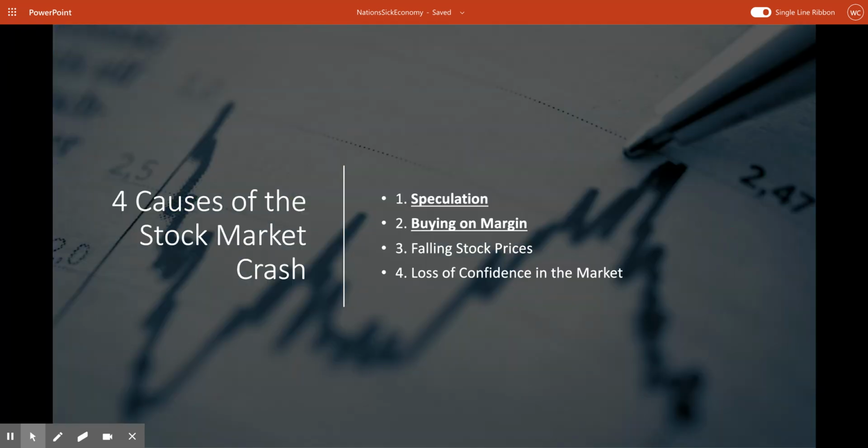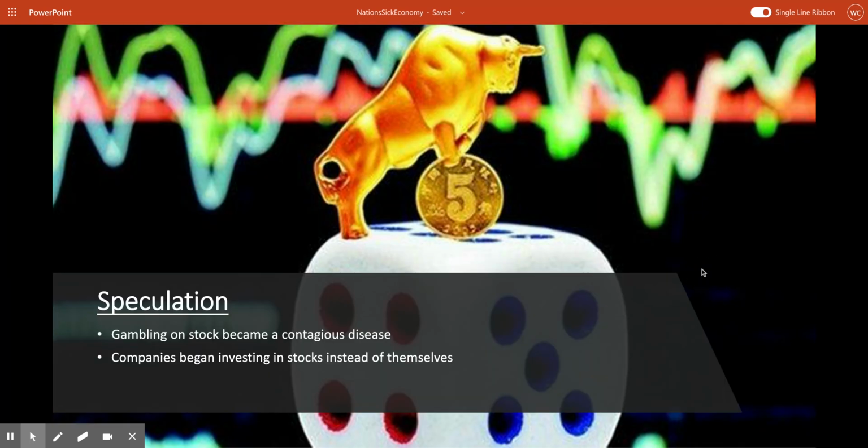So most historians agree that there are four causes of the collapse of the stock market in 1929. The first one being speculating on stocks. Number two was buying too many stocks on margin. Number three was ultimately the falling price of stocks, stock prices. And the last one, number four, was the loss of confidence in the market itself. So let's take a look at those four causes a little more in depth.